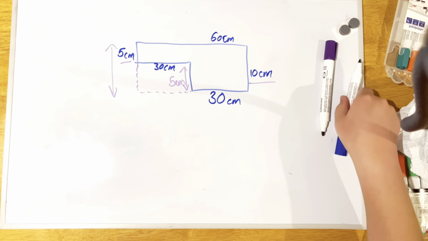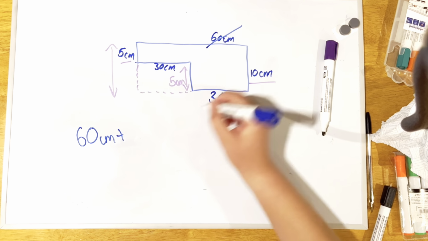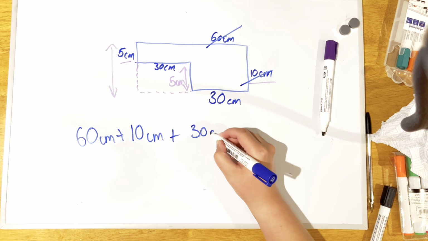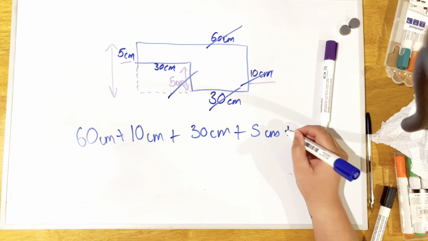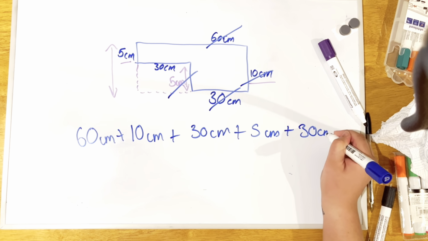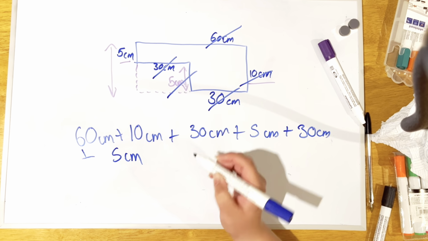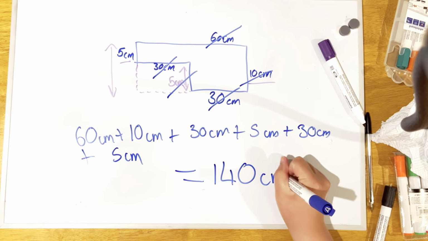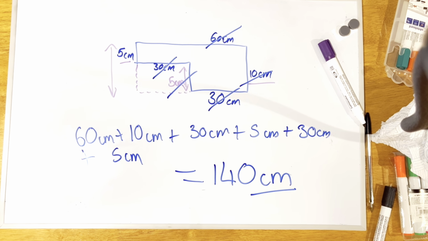So now I can just add them all together. 60 centimetres plus 10 centimetres plus 30 centimetres plus 5 centimetres plus 30 centimetres plus 5 centimetres. And in total, that comes to 140 centimetres. Remember my units. Remember, you cross them off as you're going so you know you've got them all. So my perimeter is 140 centimetres.